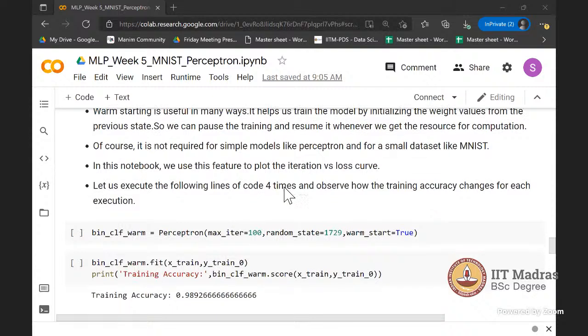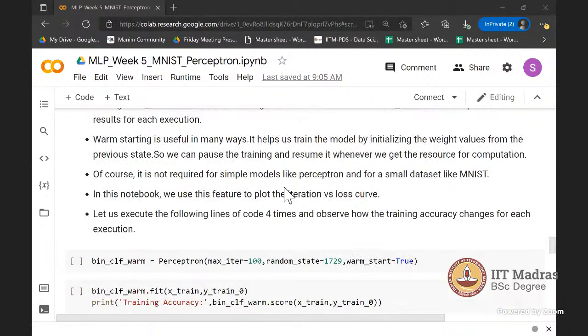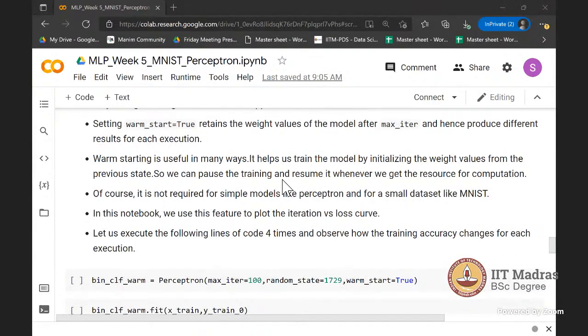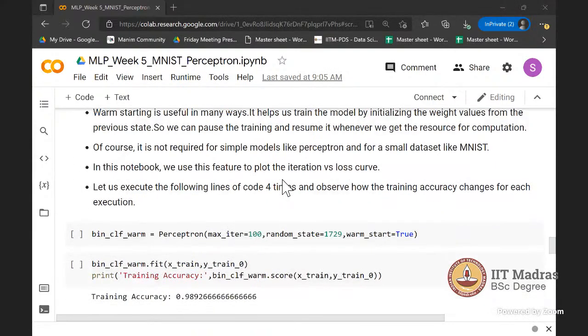Okay. Can anybody tell me what is warm start and cold start? Yeah, warm start means if we do not want the weights to be initialized to 0 every time we run. So warm start equal to true means it will take the previous w whatever it has calculated, and from there it will start the calculation. Right.